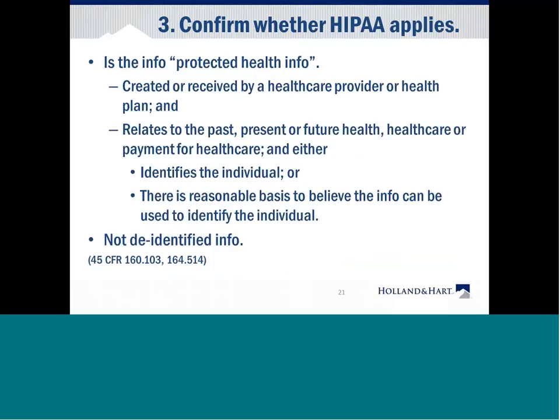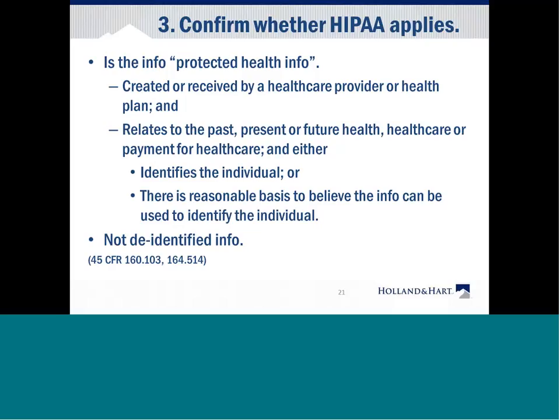All right, once you confirm that HIPAA applies to the covered entity, you have to confirm whether or not the information that was used or disclosed improperly is protected health information. HIPAA only protects protected health information. That is information which is created or received by a healthcare provider or health plan, acting in its capacity as such, and relates to the past, present, or future healthcare, or payment for healthcare. And it either identifies the individual or there's a reasonable basis to believe that the information can be used to identify the individual. Protected health information is only individually identifiable health information.